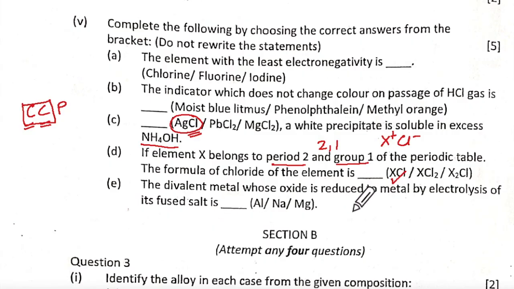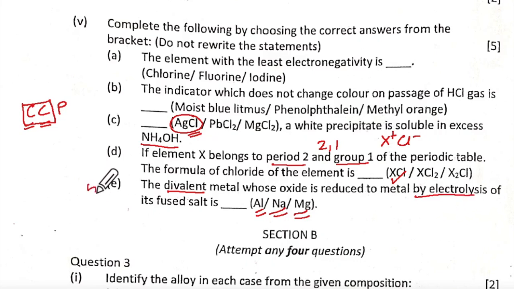Electrolysis of the fused salt. Do we take aluminium salt? And aluminium, is it divalent? No, I'm sorry, ma'am. This is monovalent. This will be Mg, no? Yes, ma'am. And by electrolysis it means it's an active metal.